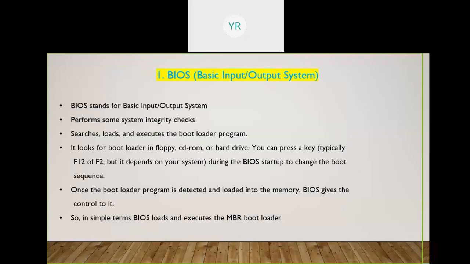The first stage, BIOS, is nothing but basic input output system. It is the first program that is executed by our system after powering on the device. That is called post powering on the system utilities. This is called firmware. Firmware is nothing but a program. It is called BIOS firmware.